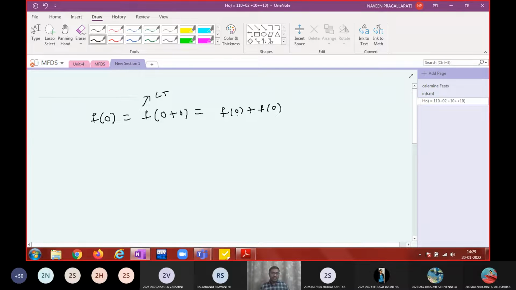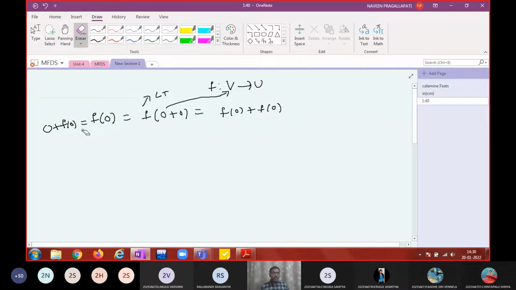Now f of 0 is nothing but f of 0 plus 0. Do you agree? Yes, sir. f is a linear function from V to U. This 0 is the additive identity of V, and this 0 is the additive identity of U. Both we are denoting with 0. Do you agree? Because f of 0 is an image, the image will be in U. Inputs are from V, outputs are from U.